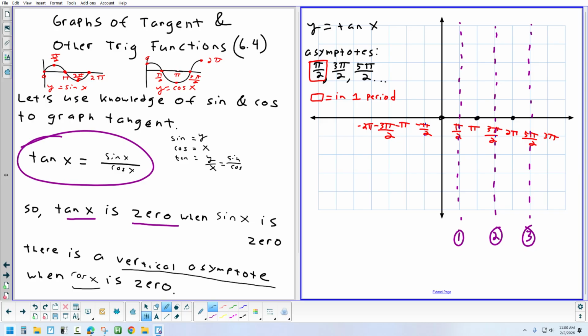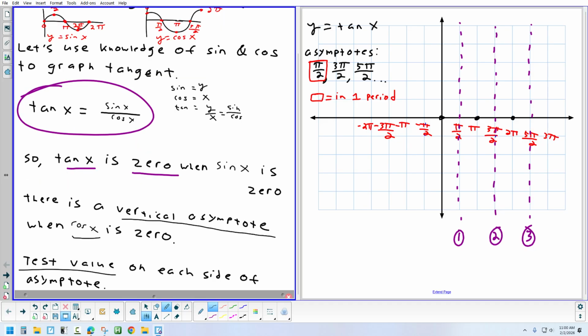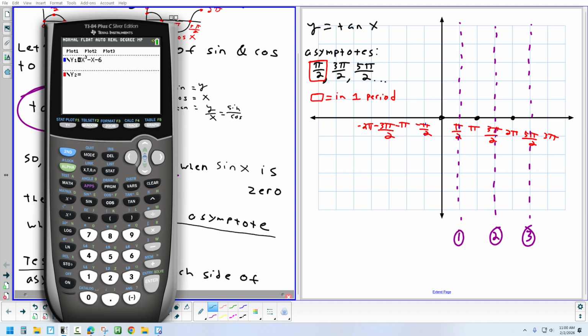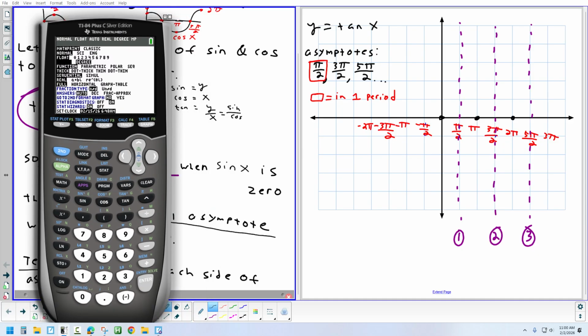Okay, so now the next thing we want to do is test a point. Use the graphing calculator and plug in a value very close to pi over 2, and then we'll do 3 pi over 2. Let's put in our formula. You can put it in as tangent, or you can put it in as sine over cosine. Same thing. Okay, and let's go. What mode should I be in based on my x-axis? I should be in radians. So degrees is not what I want.